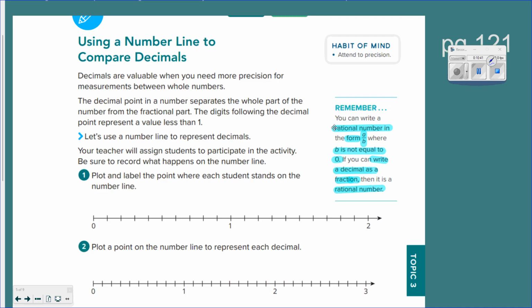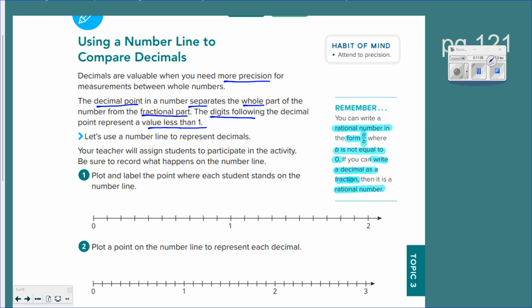When we are looking at rational numbers, sometimes you need more precision between whole numbers. So the decimal point in a number separates your whole from the fractional part. The digits following the decimal point represent a value less than 1. So we use a number line to help us represent decimals, and it's just taking in those spaces in between the whole numbers.